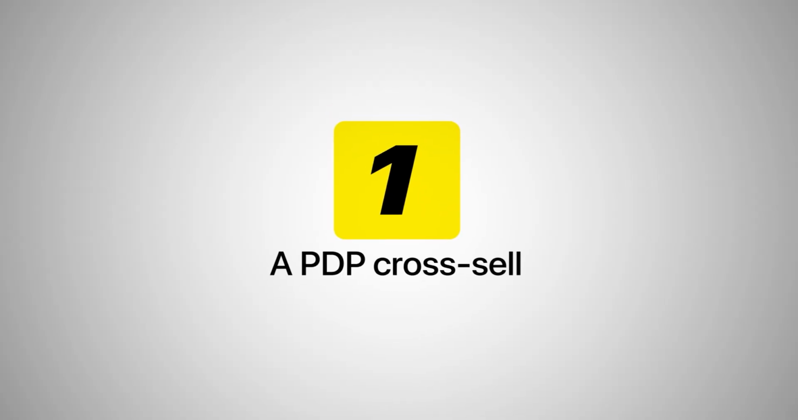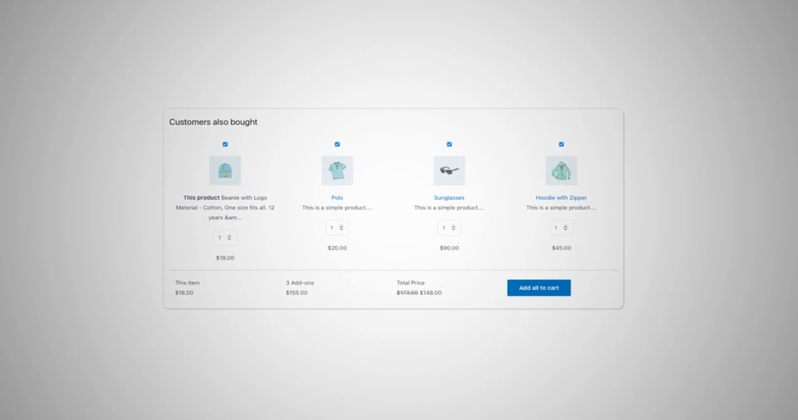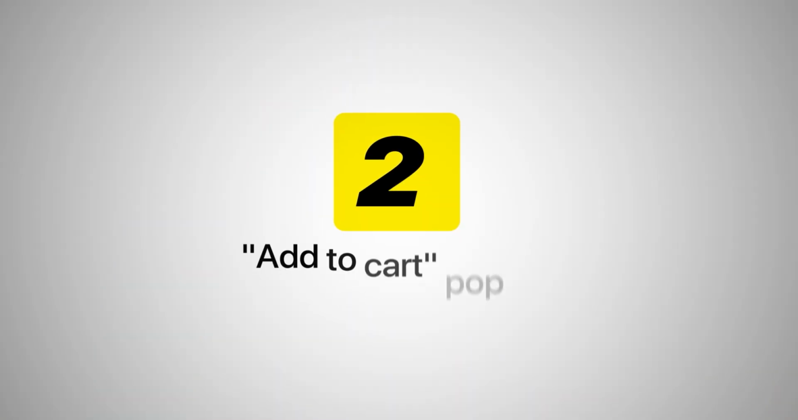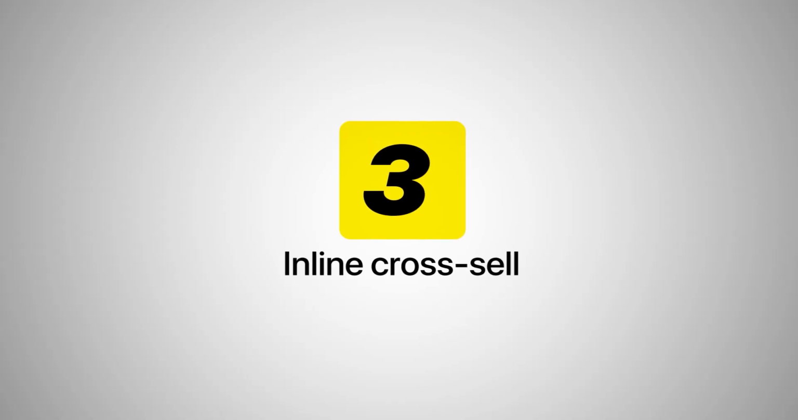First, a PDP cross-sell, an offer on a product page soft-selling other items. You've seen this all over the place of customers also bought. Second is that add to cart pop-up that cross-sells a product when they click to add a product to their cart. Third is an inline cross-sell, making an offer inside the customer's cart of something that they really want to add that's not very expensive.